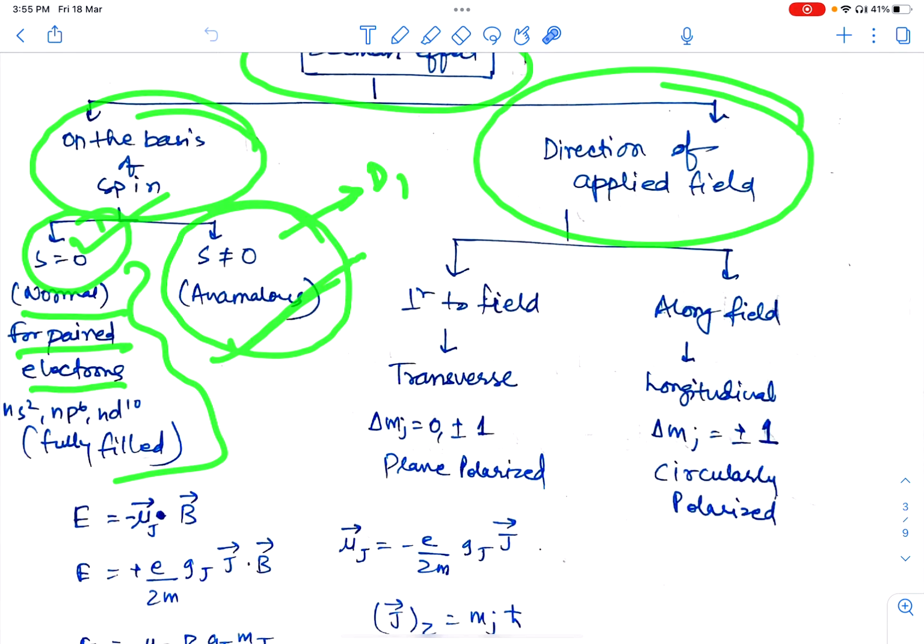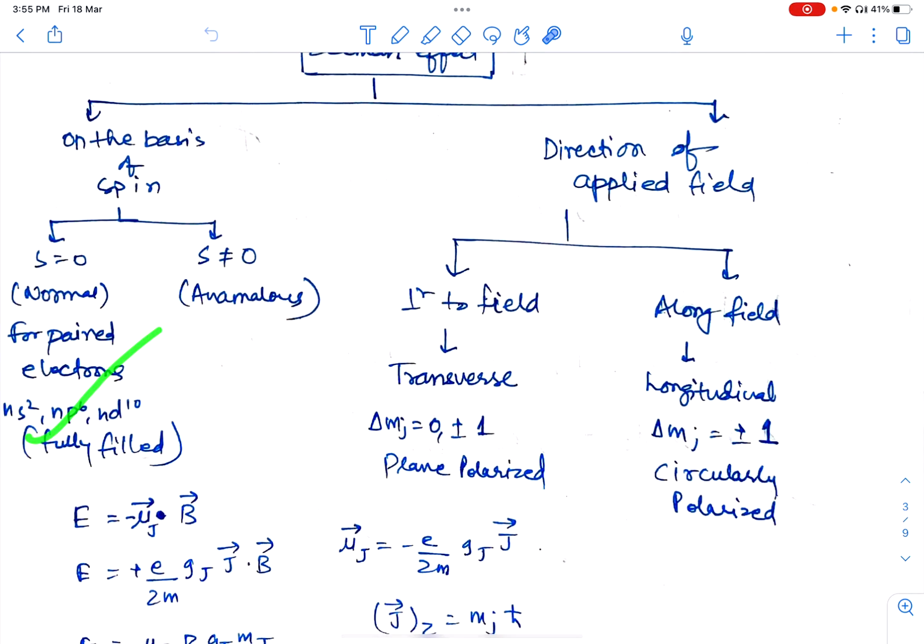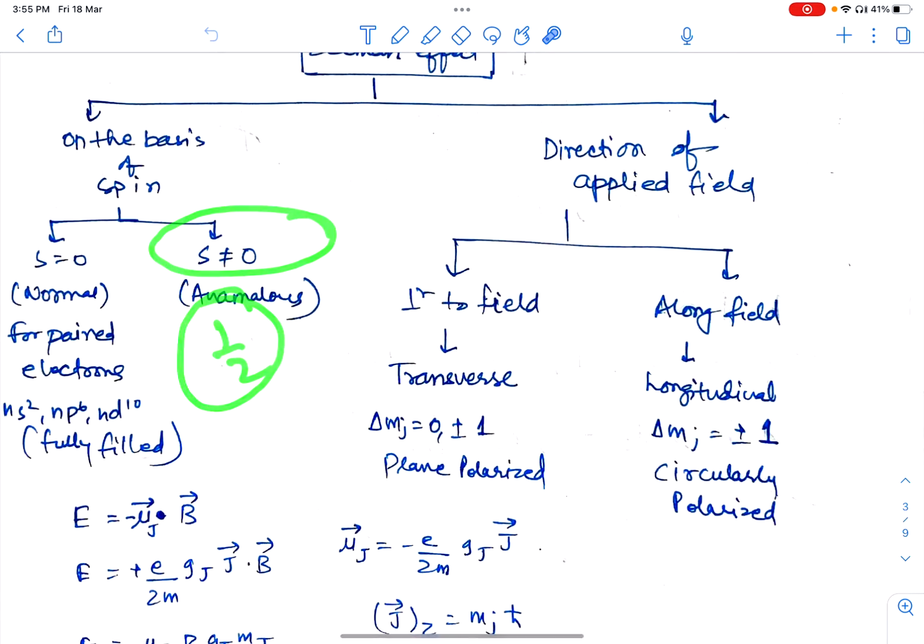Normal is for paired electrons, ns2, ns2 np6, which are fully filled. So here we take S is equal to 0, so this is the normal Zeeman effect. And where there is half spin, 1/2, there you would say anomalous Zeeman effect.